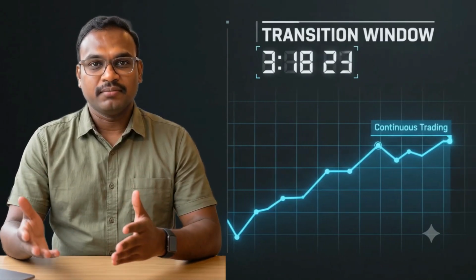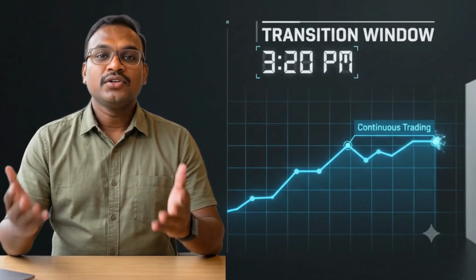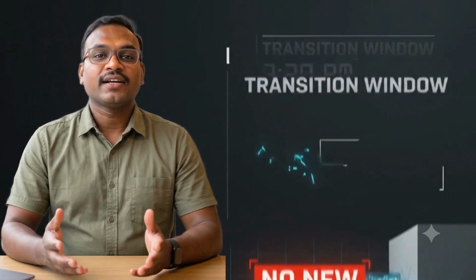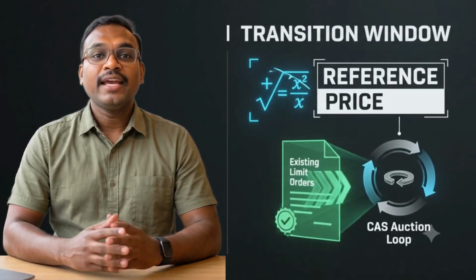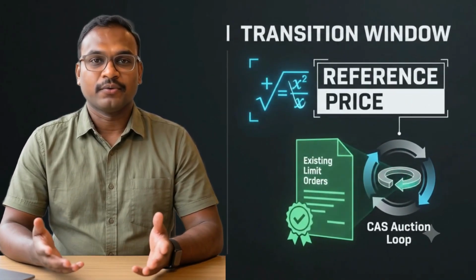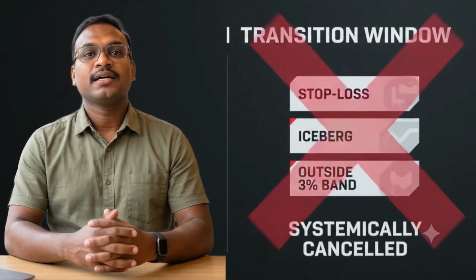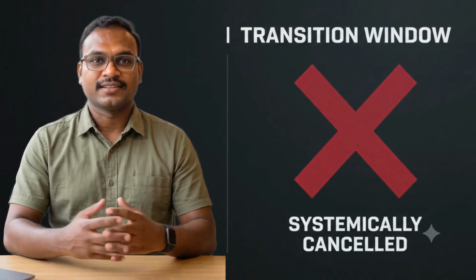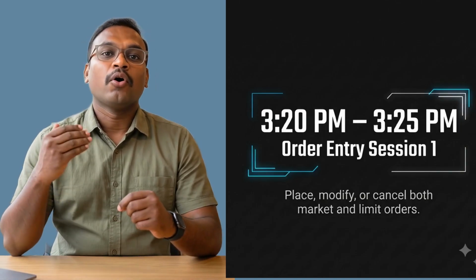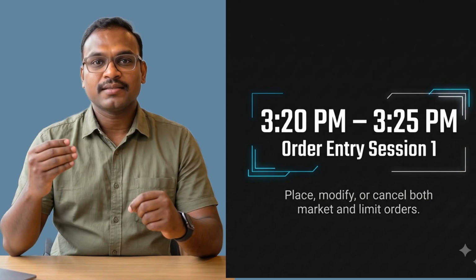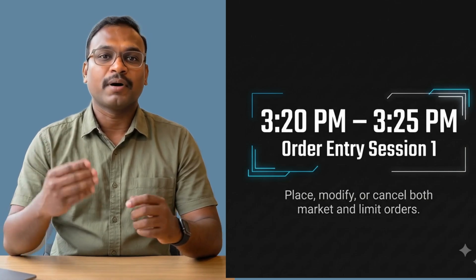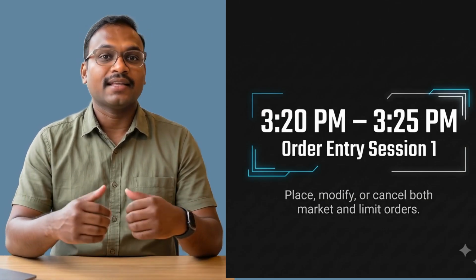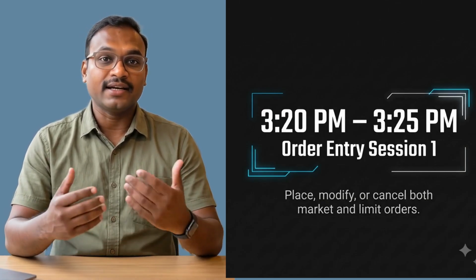3:15 to 3:20 pm, a transition window. Continuous trading stops, no new orders are accepted, and the exchange finalizes the reference price. Any existing open orders carry forward, except stop loss orders, iceberg orders, and anything outside the 3% band, which get cancelled. 3:20 to 3:25 pm, order entry session 1. You can place, modify, or cancel both market and limit orders. The exchange shows you an indicative closing price and the buy or sell order imbalance in real time.